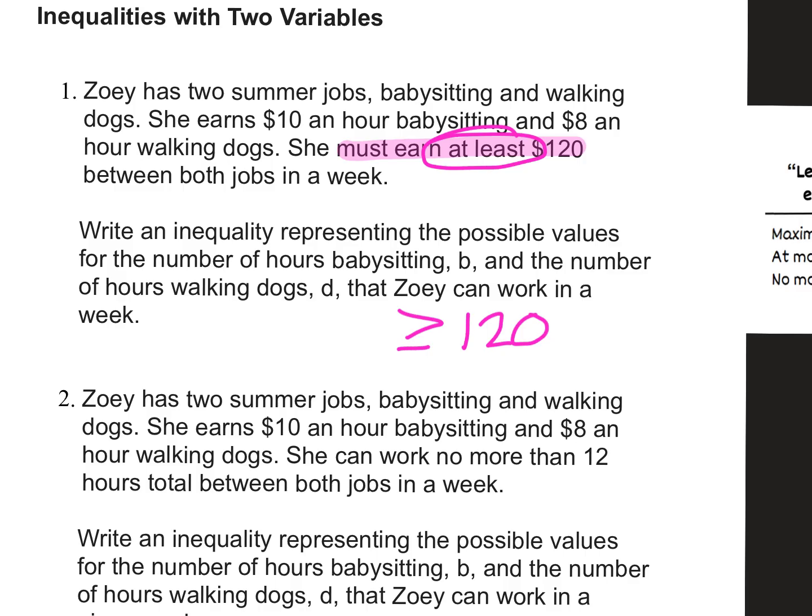And then I know that 120 represents money. So that means that I also need to include the money values that are in the inequality. And she earns $10 an hour for babysitting, and it tells us to use B to represent babysitting. So that will be 10B plus she earns $8 an hour for walking dogs, and it tells us to use the letter D for dogs. So we're going to say 8D. So now we have our inequality written correctly.